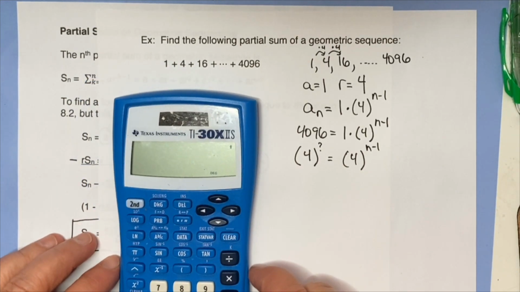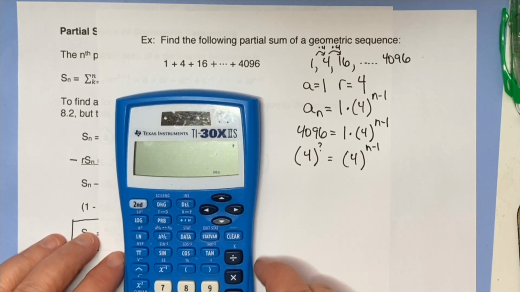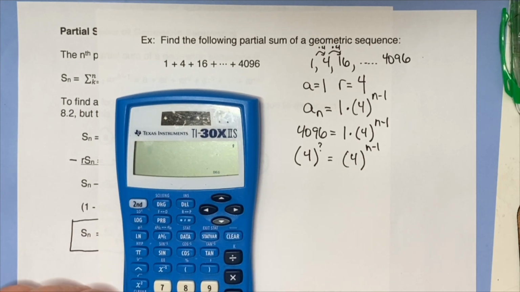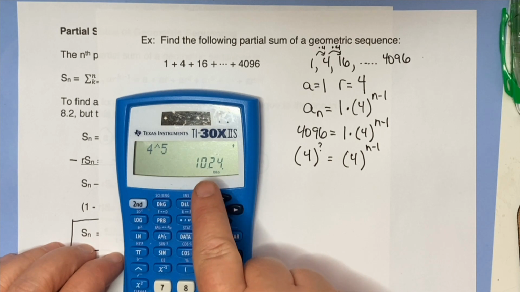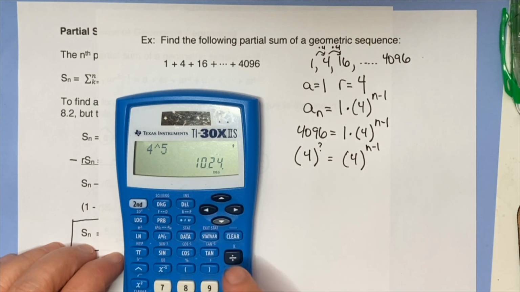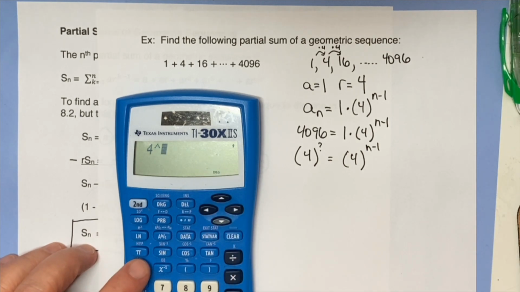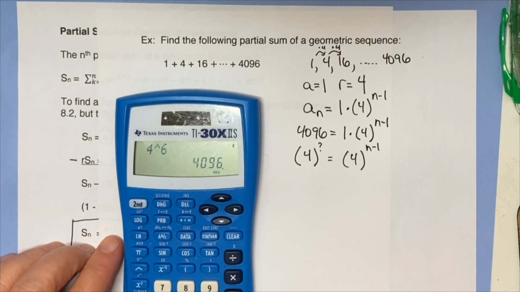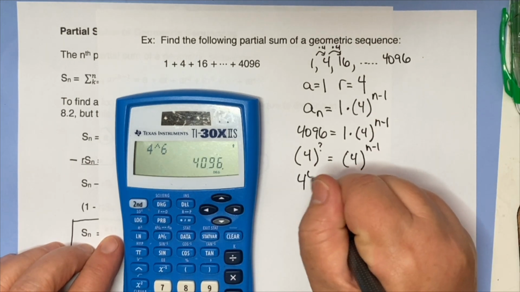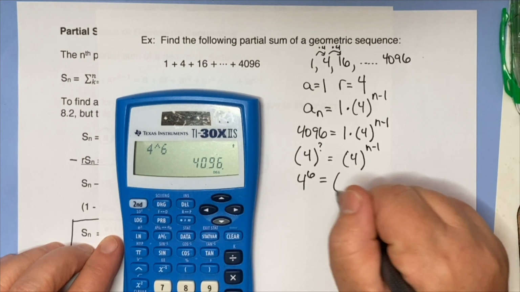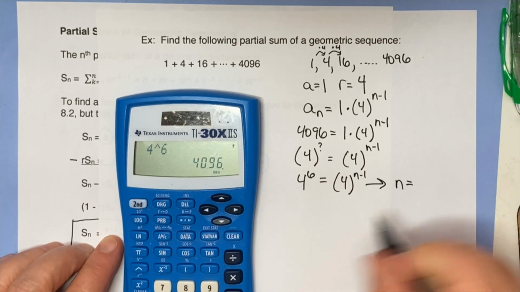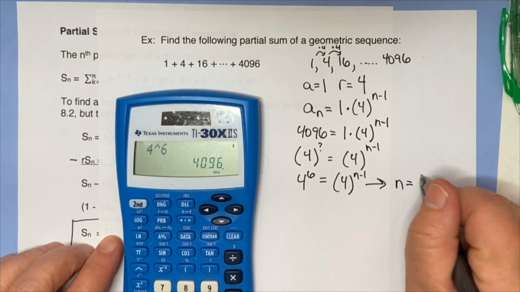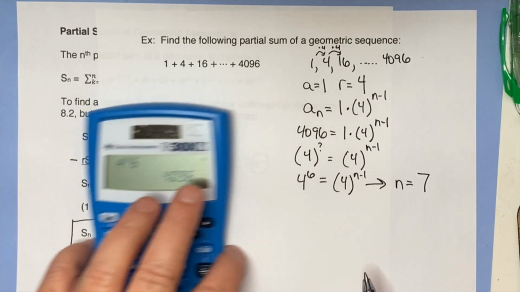So I could use logarithms, but I'm not going to. I'm just going to use my calculator. I'm going to try 4 to the 5th. 4 to the 5th is 1024. Just got really close. Okay. 4 to the 6th is 4096. So I've got 4 to the 6th equals 4 to the n minus 1. That means that n equals 7. So this is the 7th term.